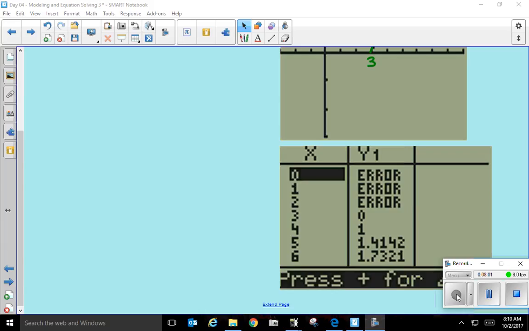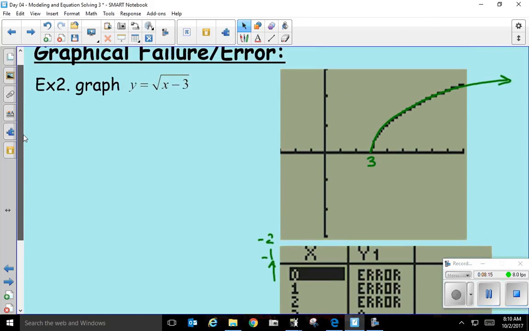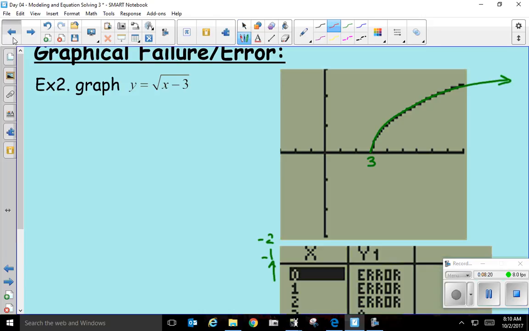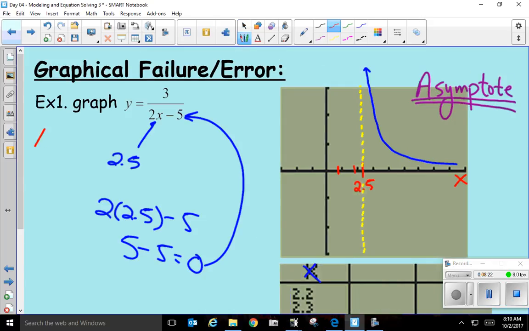Anyways, what would happen in this table if I scrolled up to the negative numbers, -1, -2? Yeah, you get an error still. How come I get errors? Just like our fraction, you can't have a 0 in the denominator. You get an error. And that's when x equals 2.5, correct?